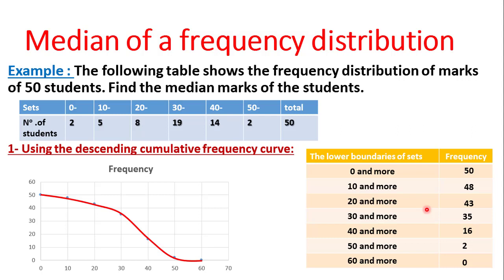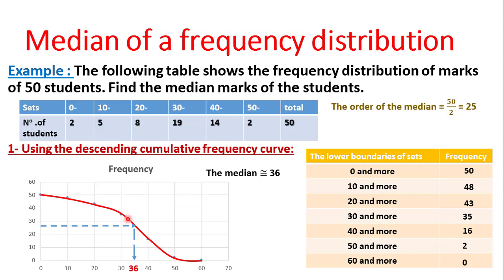Then in the same way, I'll get the median. The order of the median will be 50 over 2. Then from 25, go to the cumulative frequency curve, then down to get the median. Also it will be 36. So you can notice that we can use the ascending or descending cumulative frequency curve to get the median. In both cases the median will be the same.